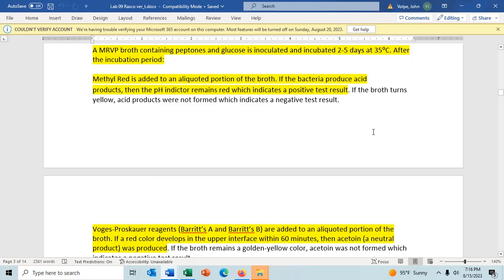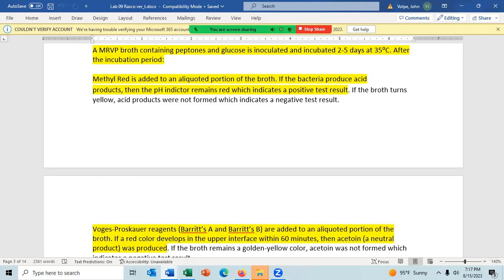With the MR test, you just add methyl red to the test. If there's acid in the broth from the metabolism of glucose, the fermentation of glucose, then the methyl red will remain red. If there is not acid in the tube, the methyl red will change color to yellow, and that would be a negative test. Positive, the tube is red.